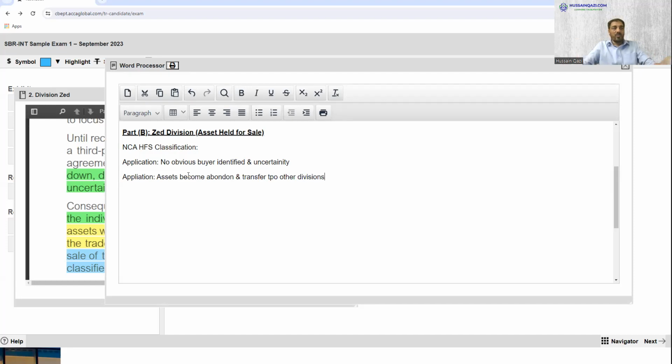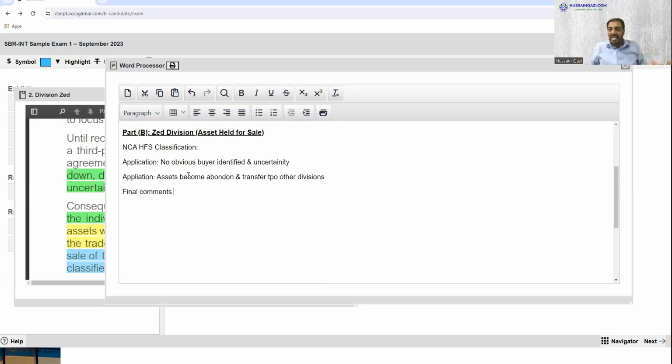So this is another dot point. You can say that further evidence that the criteria would probably not have been met here. That's about this. So these two are application, and then put a final comment.